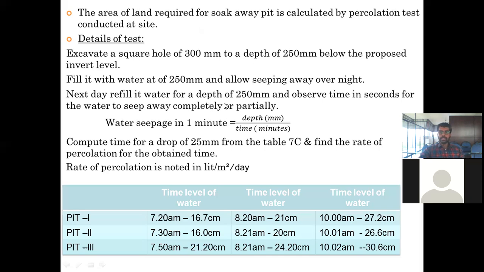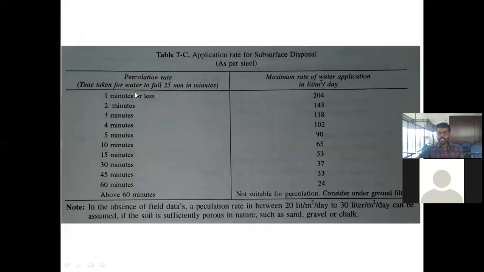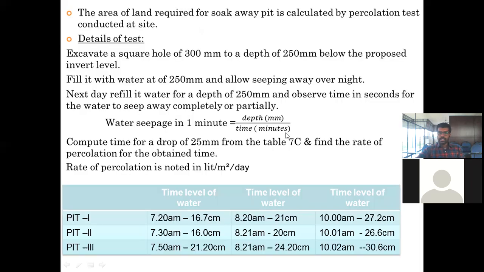Water seepage in 1 minute is equal to the depth divided by the time taken. How much depth it is coming down with respect to that time is the water seepage. So we can see an example. Compute the time for a drop of 25 mm from Table 7C, and 7C is this one only. Depending upon 25 mm, this is the percolation rate that we have found.